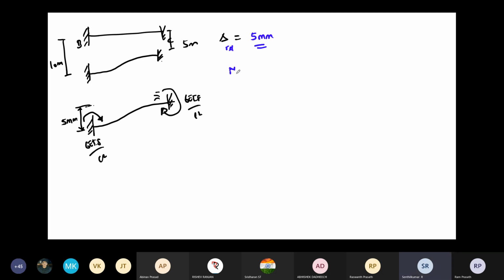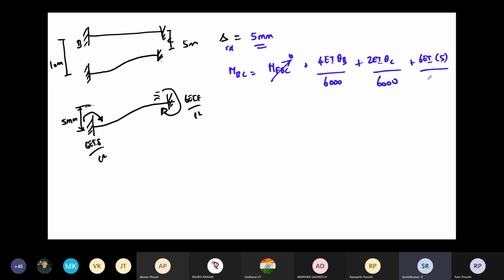So then what is my MBC? MFBC, that is 0. So no need to worry about that. Then 4EI theta B by L, again 6000, plus 2EI theta C by L, 6000. Now, this is clockwise, right? This is clockwise, plus 6EI del, 5 mm, by L square. Right? That is your MBC.